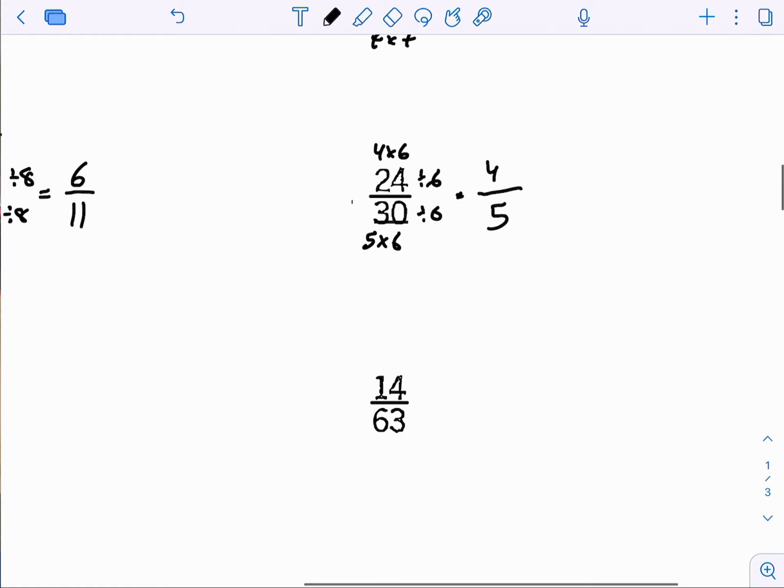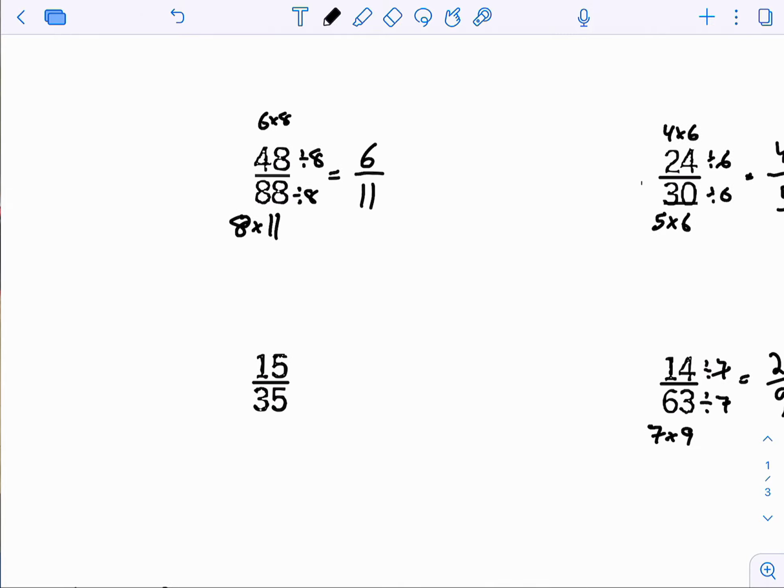14 over 63. 63, you think of 7 times 9. 7 goes into 14, so 2 times, so you divide by 7 is going to give me 2 over 9.